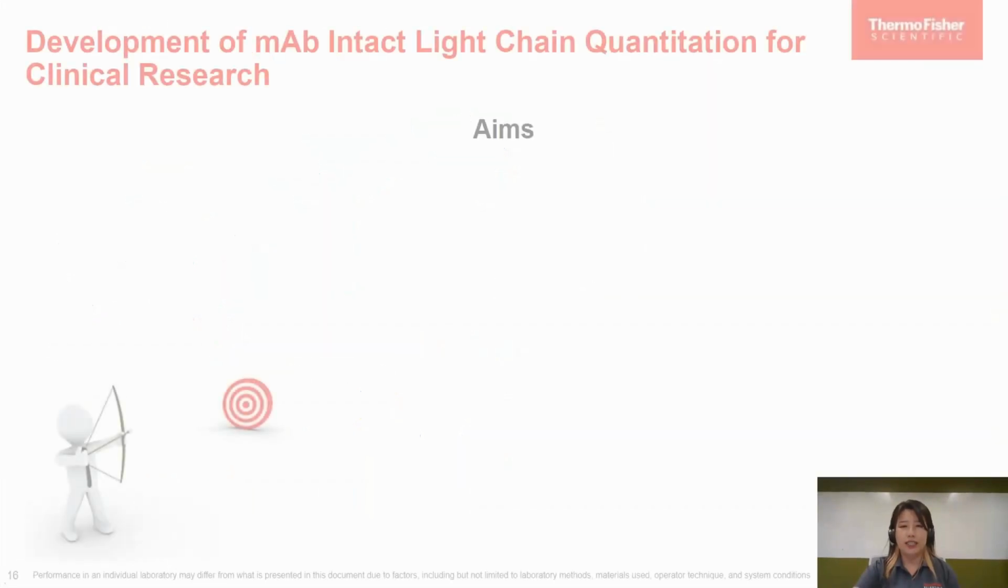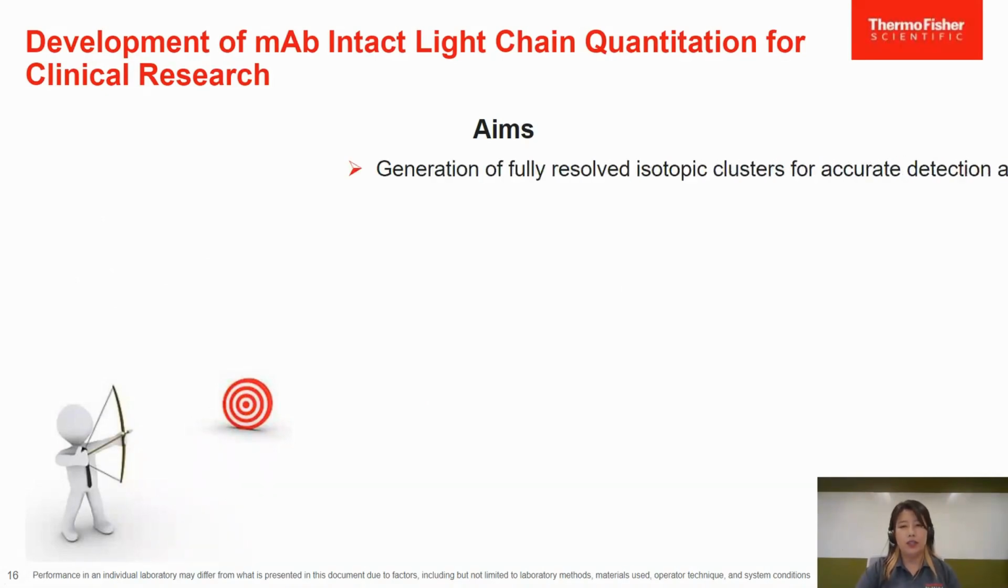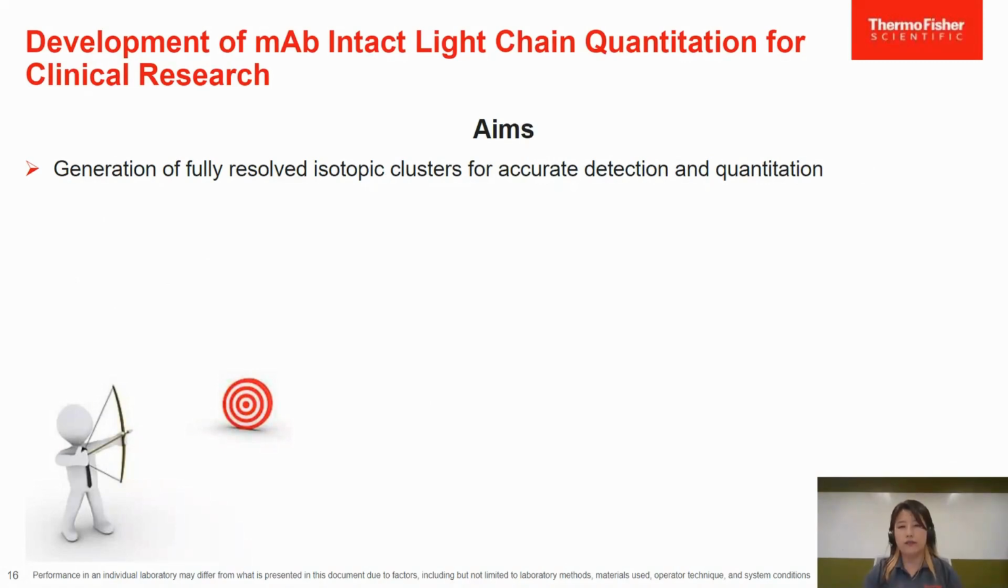In our study, we developed a method for protein quantitation, the mAb intact light chain quantitation for clinical research. We have 4 aims. During the development, we want to generate fully resolved isotopic clusters by using the HRAM mass spectrometer for accurate detection and quantitation.